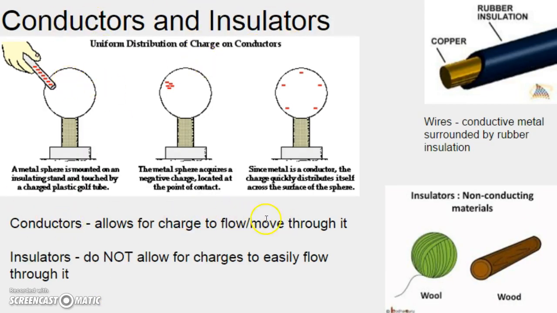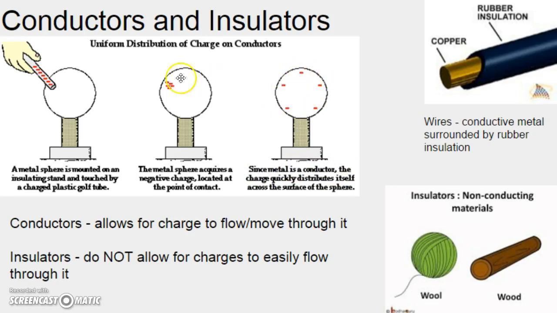Let's compare conductors to insulators. Conductors allow for charge to flow through them, whereas insulators do not allow for charges to easily flow through them. Let's say we have the scenario with this conductor here, this aluminum head. It looks kind of like an alien here. A metal sphere is mounted on an insulating stand, touched by a charged plastic tube. Well, the metal sphere then acquires a negative charge located at the point of contact. But since the metal is a conductor, the charge quickly distributes itself across the surface of the sphere.